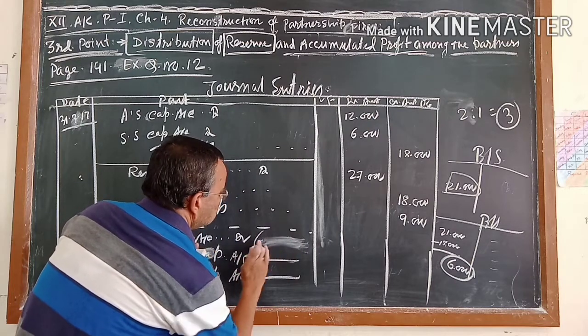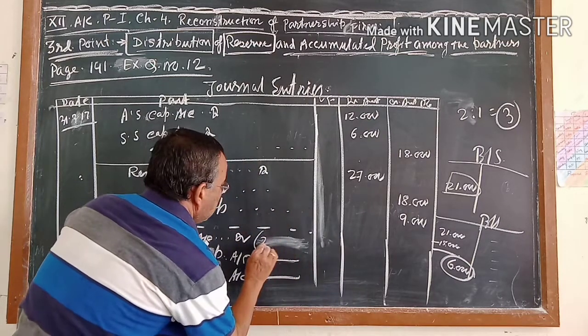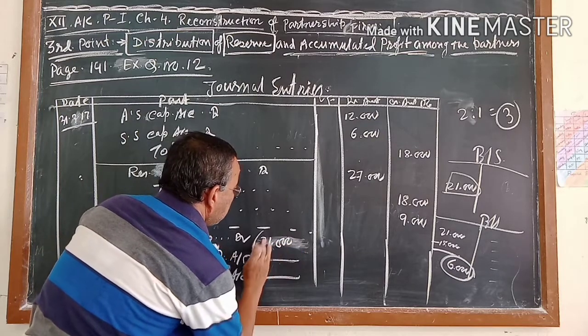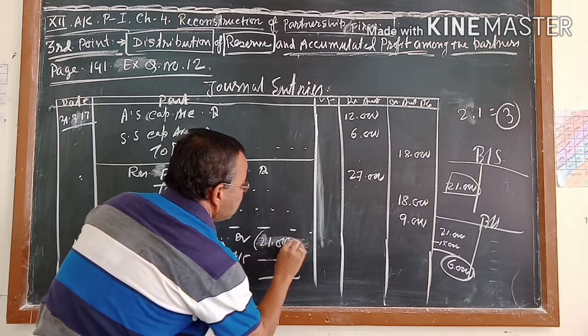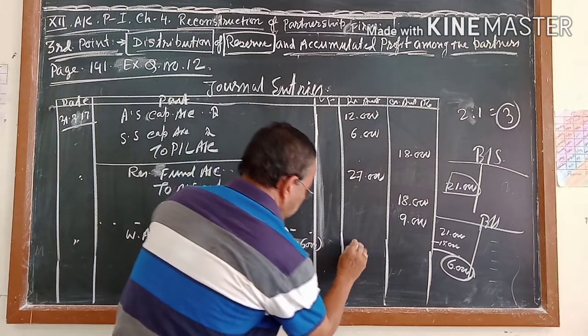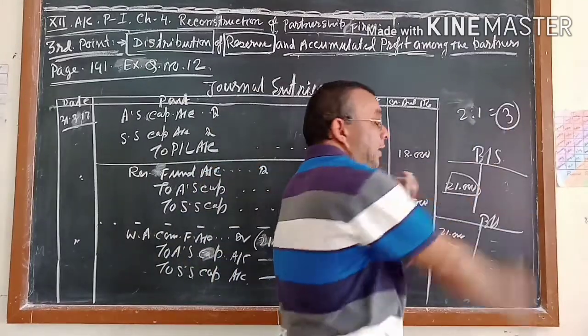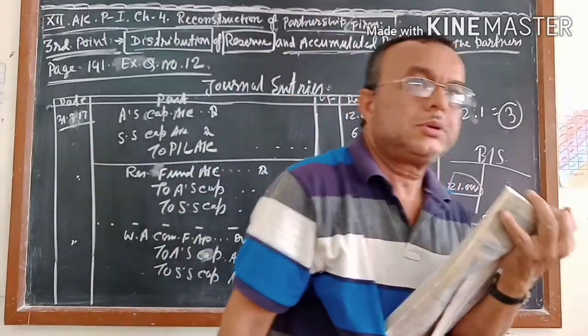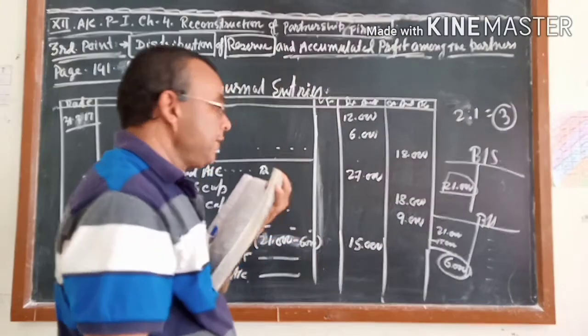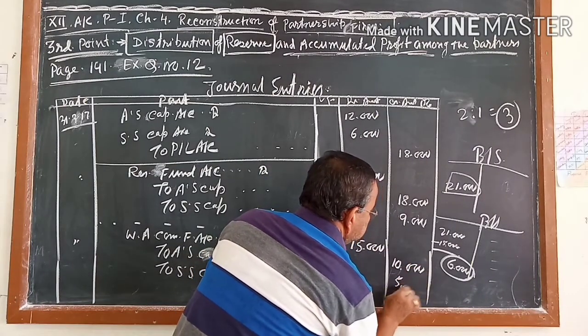Now you understand how 15,000 is coming? I am writing it here, you will understand. How much? 21,000 minus 6,000. You are getting 15,000. Again you come. 15 divided by 3 means 5. 5 into 2, 10. 5 into 1, 5.